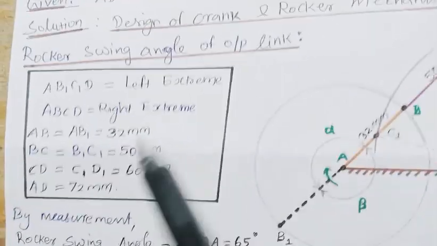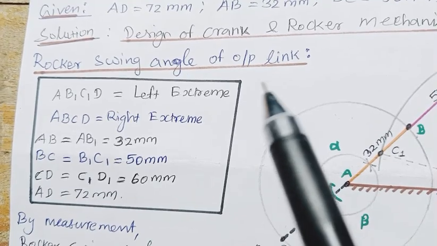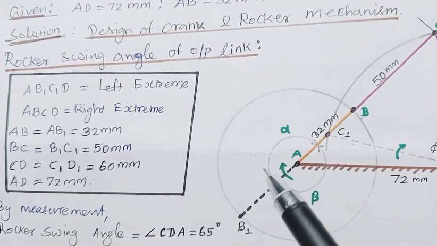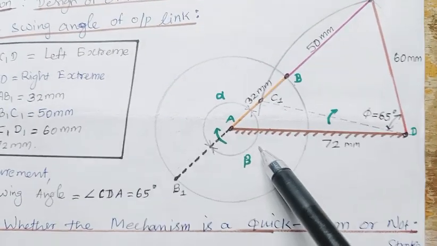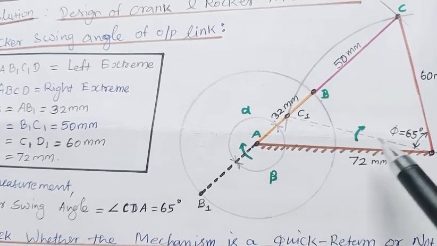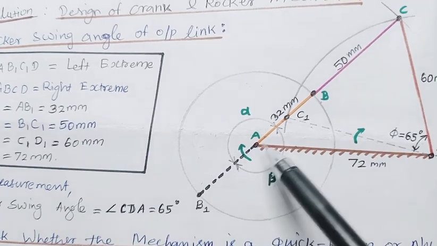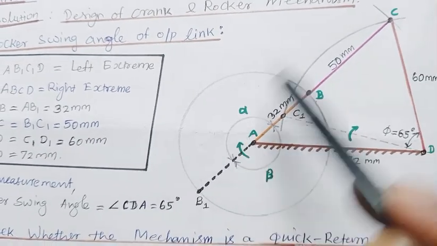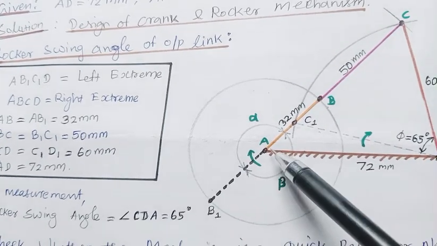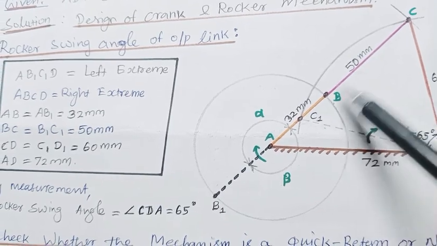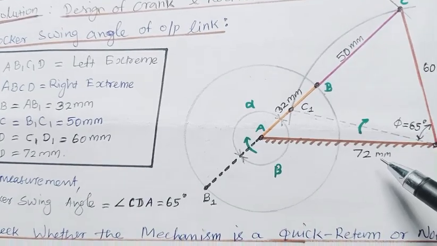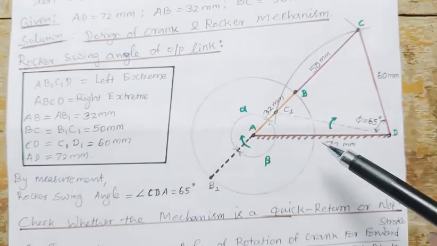Here, rocker swing angle of output link, just you see A, B1, C1, D. A, B1, C1, D. This is the left extreme position, A, B, C, D. A, B, C, D, just a triangle. A, B, C, D is the maximum right extreme position. And A, B1 is the crank, and B1, C1 is the connecting rod, and C1, D is the rocker, 60 mm, and A, D equal to 72 mm. This is the case.